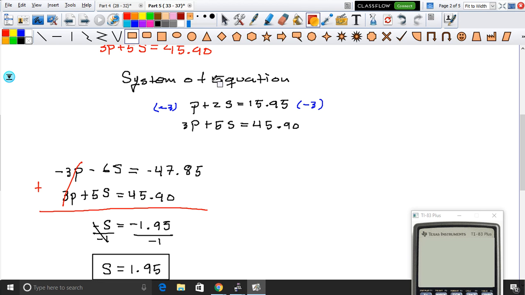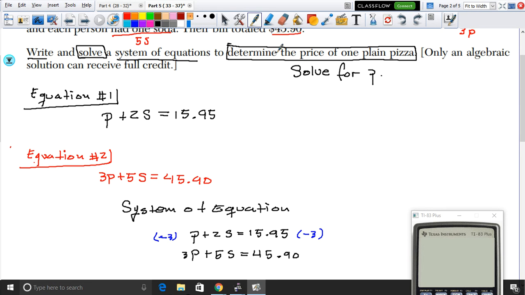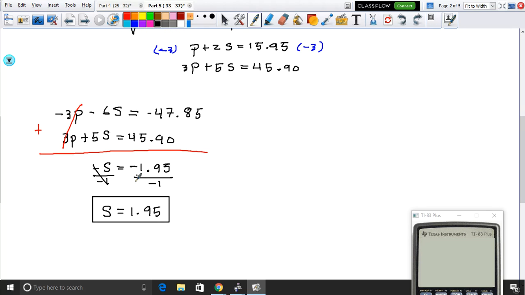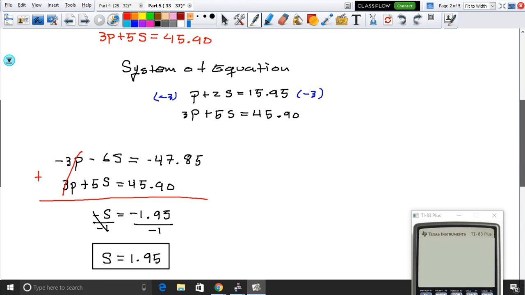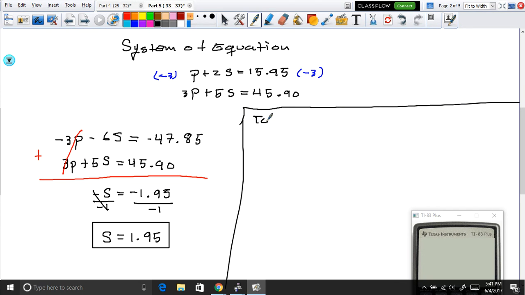No, we have not. Because the question is asking, we want to write and solve the system of equations, and we need to determine the price of a pizza. What we have done here is determine the price for the soda. We don't know what the price of the pizza is. Now, to solve for pizza, so this is our system of equations. To solve for pizza, we're going to be using what we just found. So we're going to plug S into any equation.